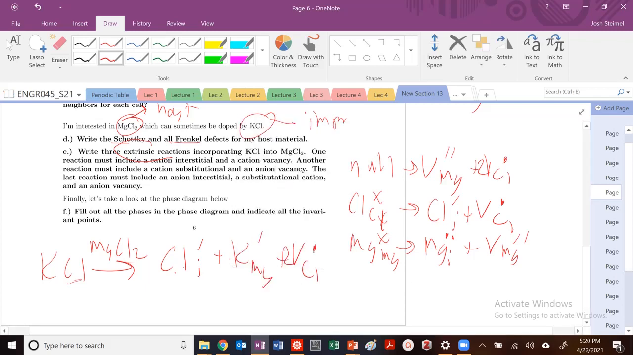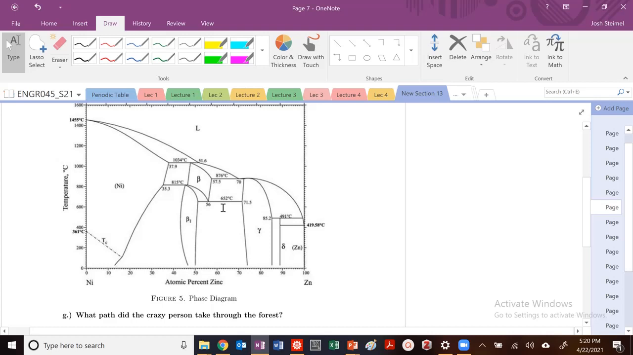So here I'm fine. I'm charge balanced, excuse me. Negative, negative, 2 positives. So let's go across here, the scripts. Cl, K, and vacancy, that's it. All right, what about the subscripts? Mg, Cl2, got it. That's it. I'm done there. And then finally, fill out the phases in the phase diagram and indicate the invariant points. So let's go ahead and do this.